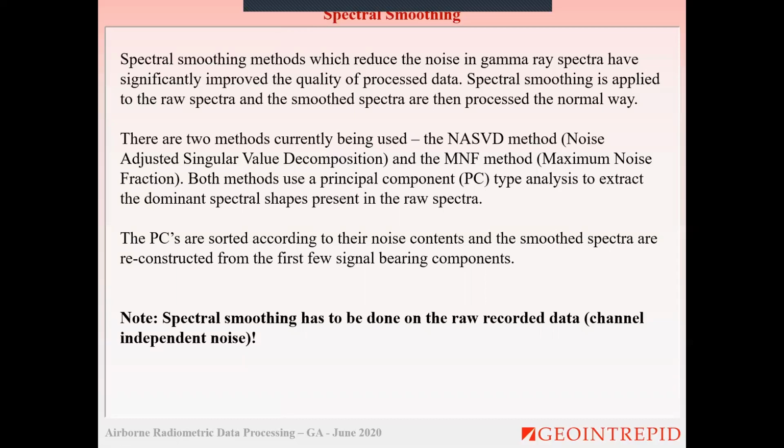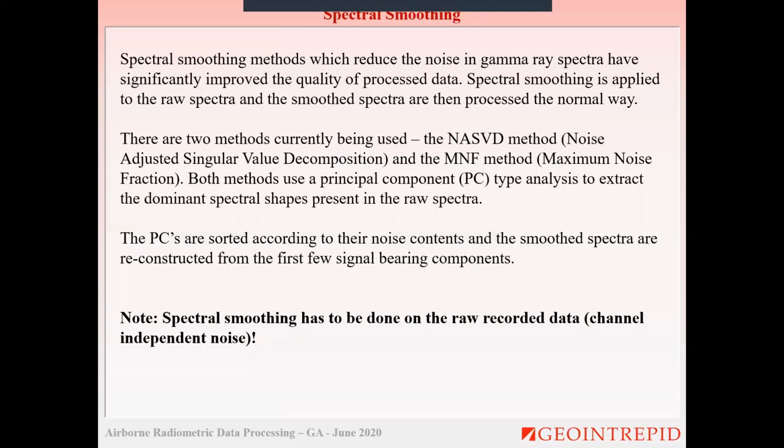There are at the moment two methods currently being used. The one is the NASVD method. NASVD stands for noise adjusted singular value decomposition, and the MNF method, or maximum noise fraction. Both methods use principal component type analysis to extract the dominant spectral shapes that are present in the raw spectra. So you calculate all the principal components. You have to scale them, but we skip that. And the principal components are sorted according to their noise content, and then the smooth spectra are reconstructed from the first few signal bearing principal components.